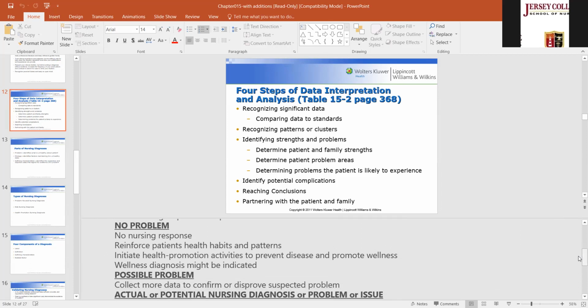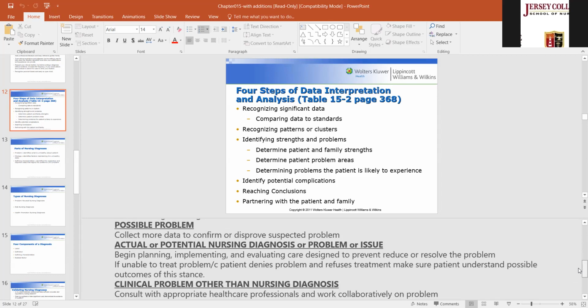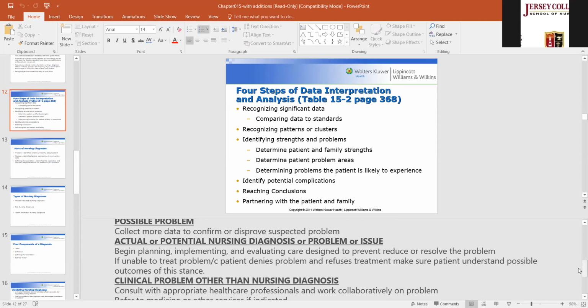So does the patient have a problem or no? If no, then we don't need a nursing response. We reinforce their habits and their patterns. We teach health promotion activities, and then a diagnosis might be indicated. If there's a possible problem, then we need to collect more data, all right, to either prove or disprove what we think.